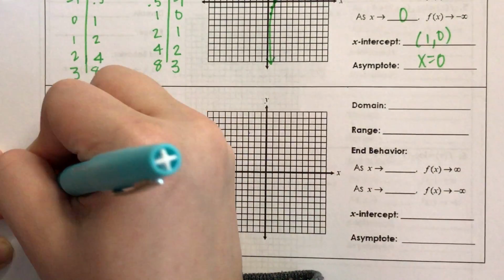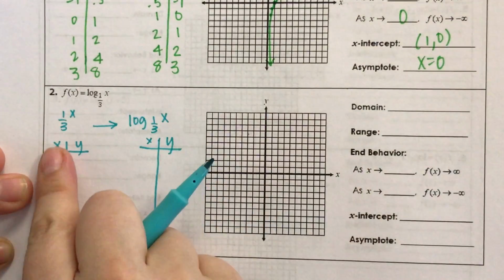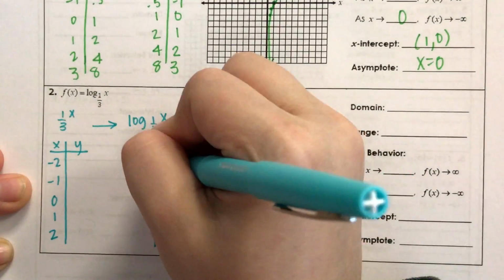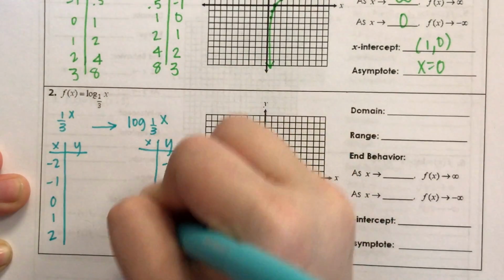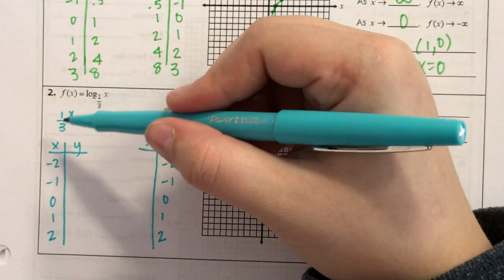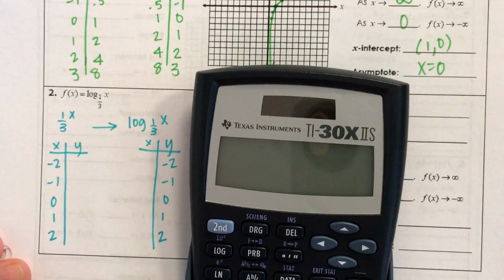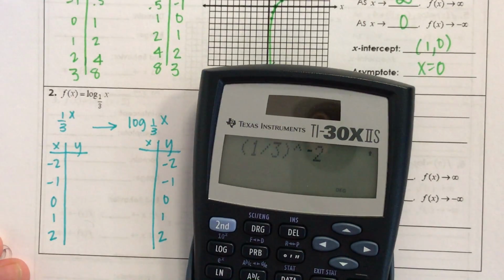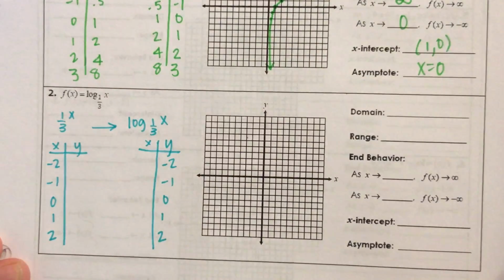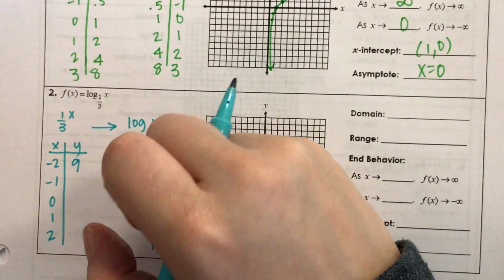Okay, -2, -1, 0, 1, and 2. I know these are going to end up being my y values, so I'm just going to go ahead and put them over here anyway. Okay, if I plug in -2 to 1/3 to the x power, let's just see what happens. I'm pretty sure I'm going to get 9, but just so you can see, I'm going to get 9, because 3 to the negative 2 power is 1/9, so 1/3 to the negative 2 power is 9.